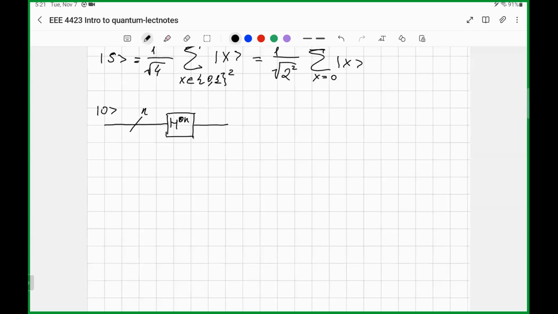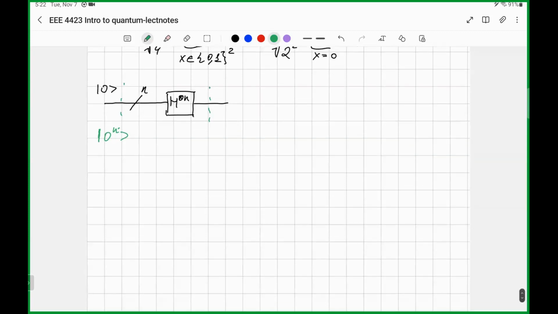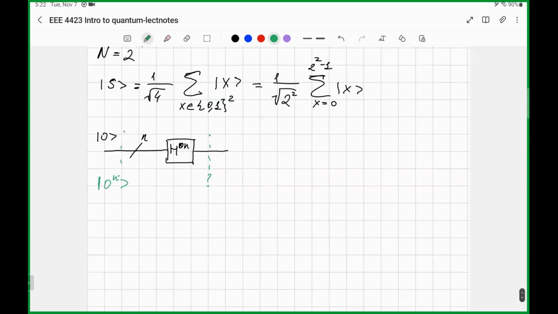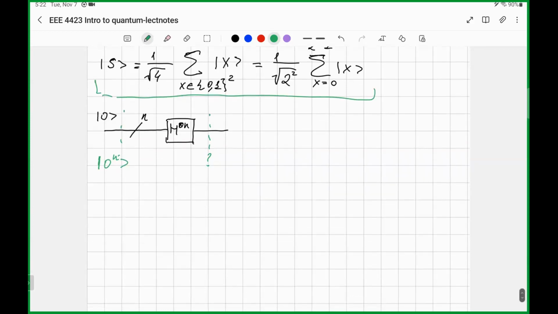And now what is the state in the output here? Right, the input is 0, and I write this 0 in each qubit. I combine all of them using the tensor product, and I write this as a state 0 to the power of n. Okay, and what is the state here in the output? How can we write this state using this dense notation?